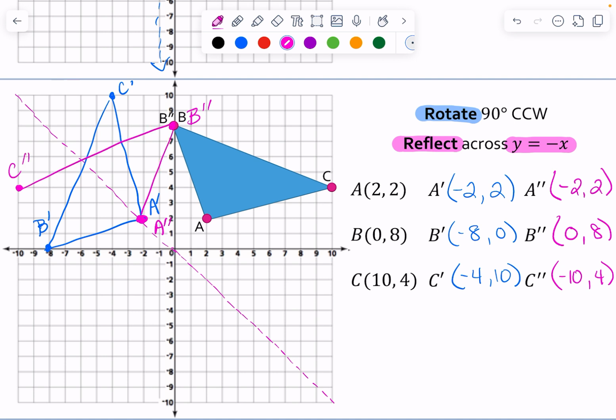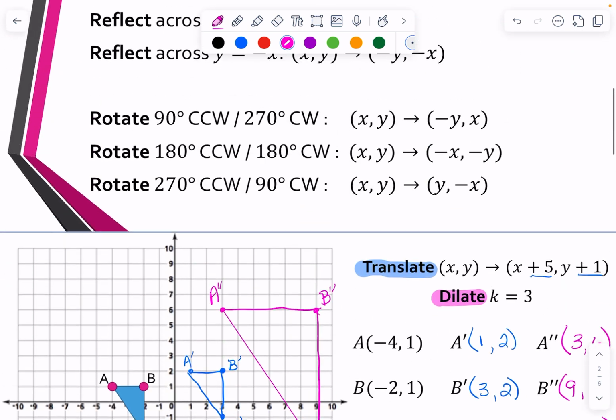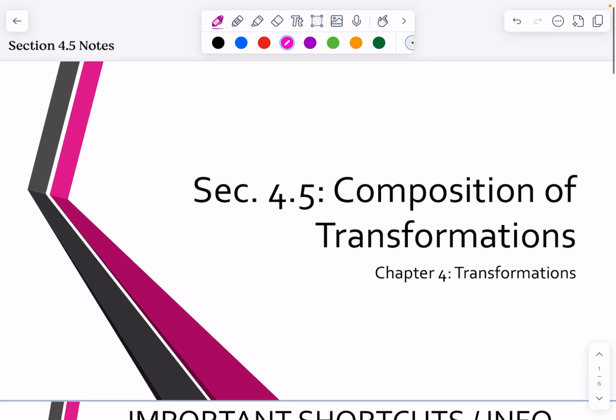Make sure that you have all of your tick marks correct. And there is our new image after both transformations. And that is how we do composition. The biggest key there is making sure that you're checking each piece off, making sure that you're following the rules that abide. Okay, and that is composition of transformations.